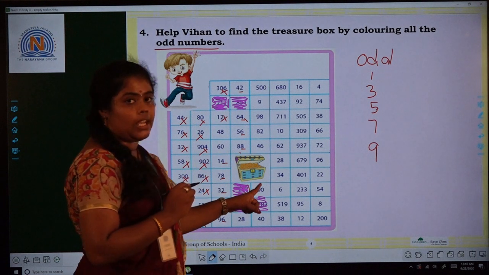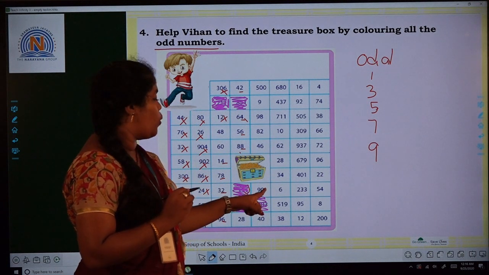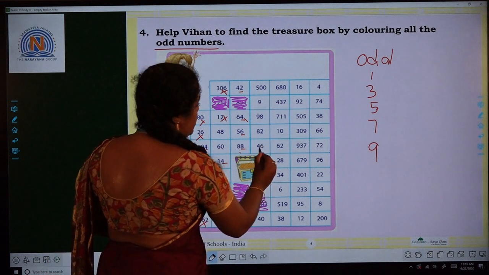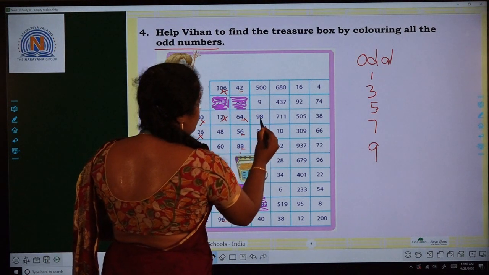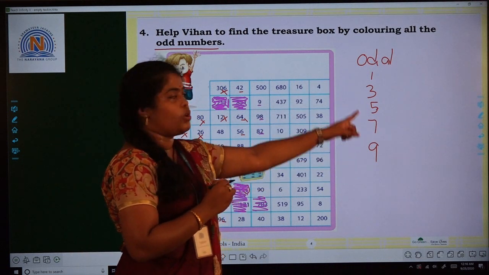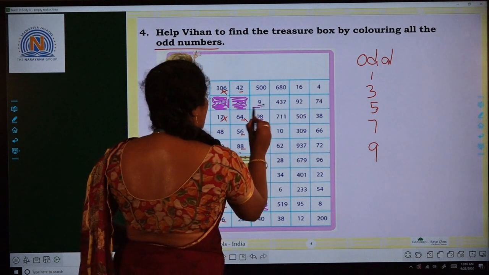Next, 90. Is it an odd number? No. Why? Because 0 is in the ones place. Now moving on to 46. Here it is not an odd number. 82. 98. 9. We have to check, 9 is in the ones place, so it should be an odd number. We have to color the 9.